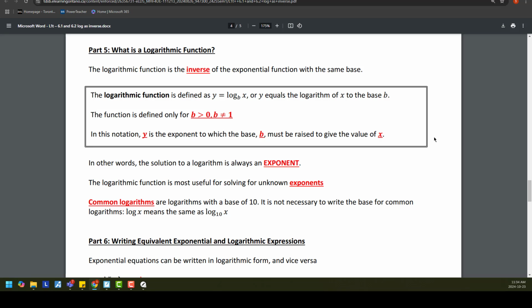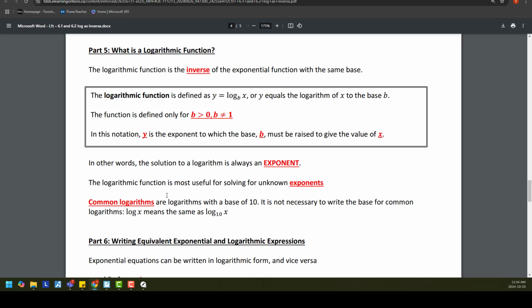In this notation, y is the exponent to which the base b must be raised to give the value of x. I'm going to show you what that means in a bit. In other words, the solution to a logarithm is always an exponent. Yeah, that's important. The logarithm function is most useful for solving an exponent.